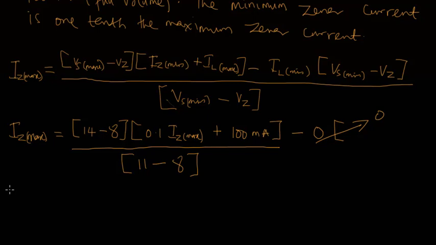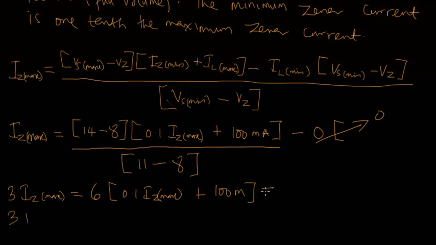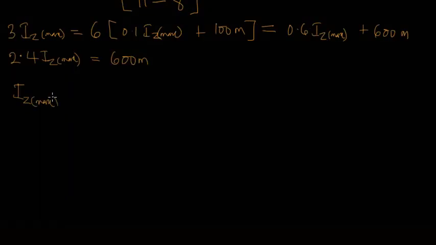So that will give us 3 Iz max is equal to 6 into 0.1 Iz max plus 100 milliamp, which should be equal to 0.6 Iz max plus 600 milliamp. That will give 2.4 Iz max to be equal to 600 milliamp. So Iz max will be equal to 600 milli all over 2.4. That will give us 250 milliamp.